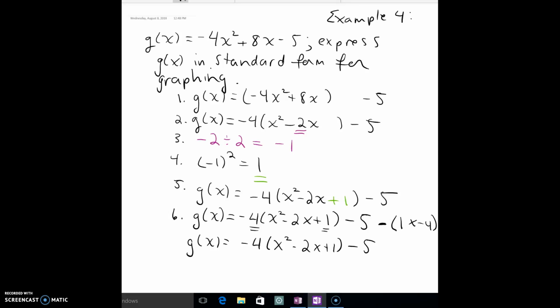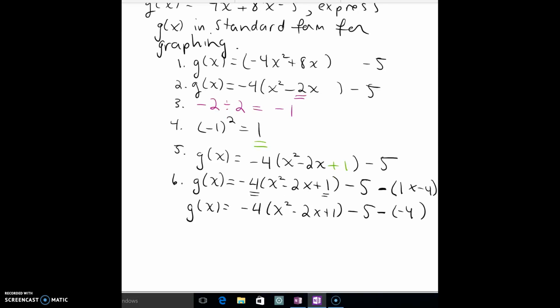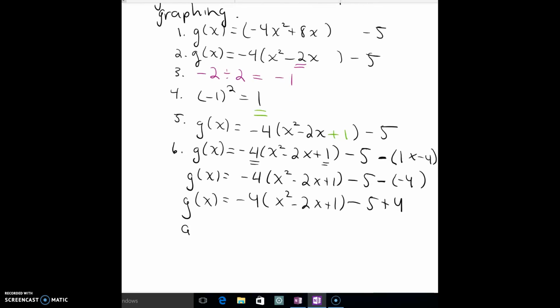Now take a look at this next step. We have minus 1 times negative 4, which is negative 4. And remember, anytime we have that minus negative, that's the same thing as saying plus. So this becomes g of x equals negative 4 times x squared minus 2x plus 1, minus 5 plus 4. We can rewrite that as g of x is equal to negative 4 times x squared minus 2x plus 1. Negative 5 plus 4 is minus 1.